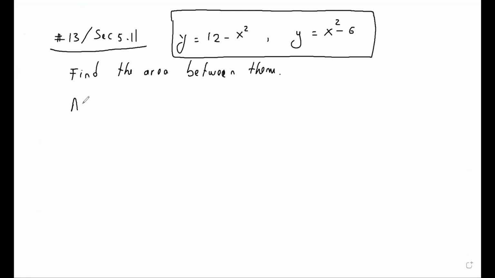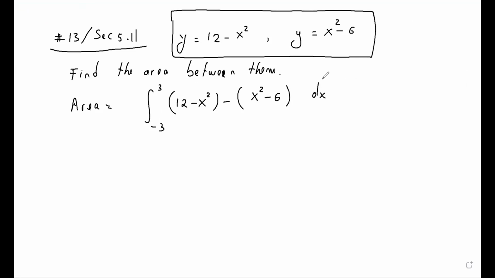Remember, the area is, and it's very easy, again, an integral from negative 3 to 3, and then the top equation, 12 minus x squared, minus, and the bottom equation is, oops, sorry about that, x squared minus 6 dx. So this is going to be the area between the two curves.